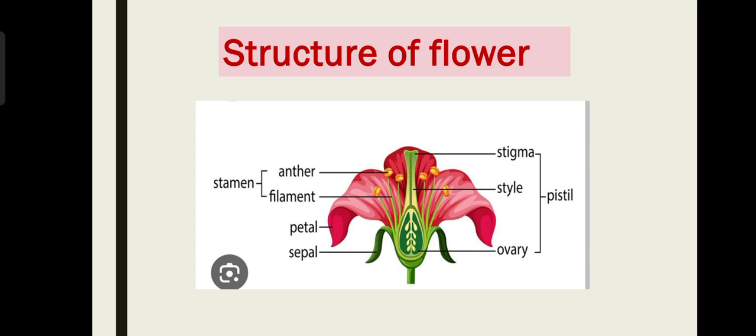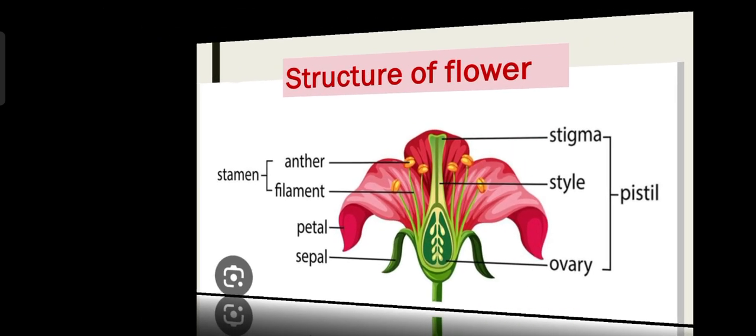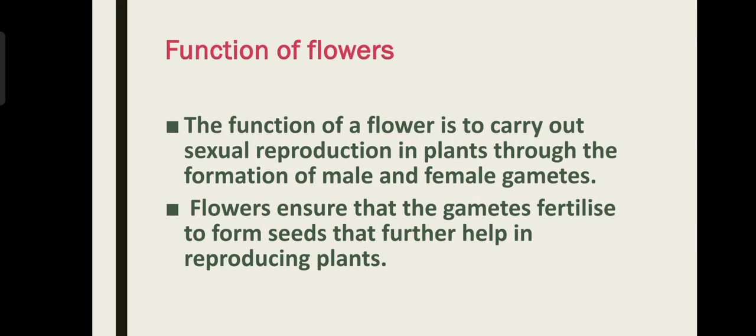Flower. Structure of flower. Stigma, stamen, petal, sepal, ovary are the parts of a flower. Function of flowers. The function of a flower is to carry out sexual reproduction in plants through the formation of male and female gametes. Flowers ensure that gametes fertilize to form seeds that further help in reproducing plants.